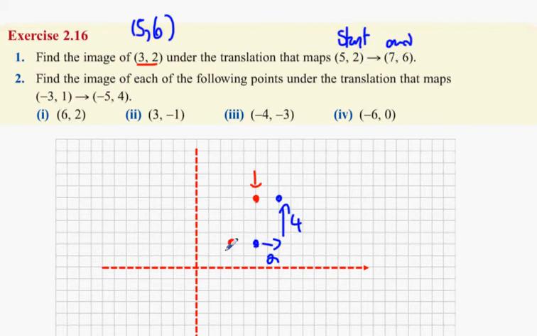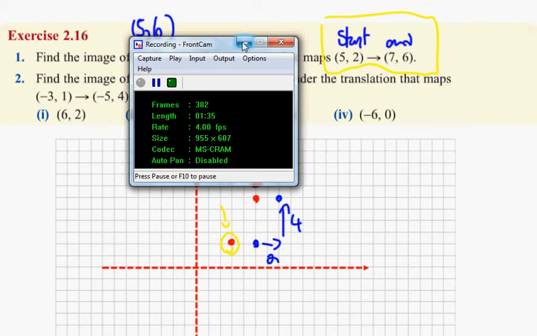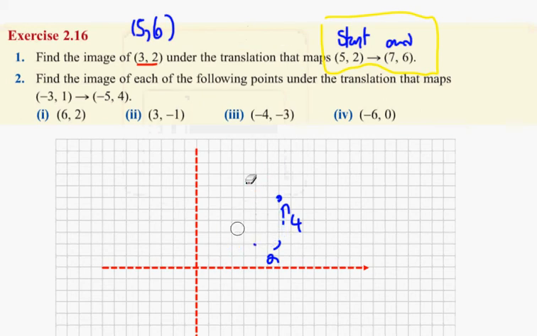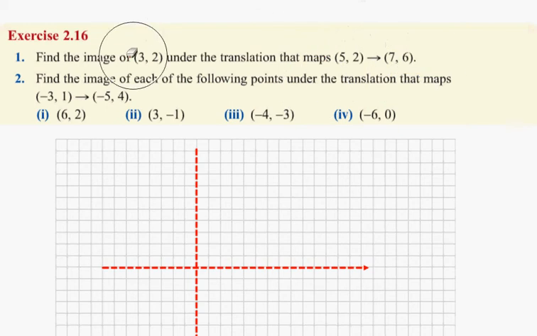So this point here was the point they gave me to move, and I moved it 2 across, 4 up like they asked me to. That make sense? Huh? Not really. Okay, slow down. So what we're doing next is this. We have another rule. The other rule is this. We have a general rule.